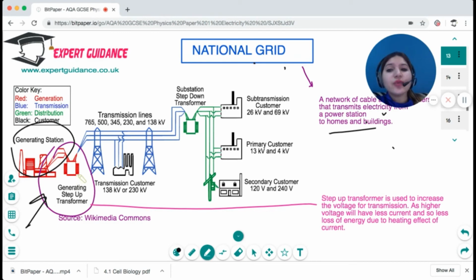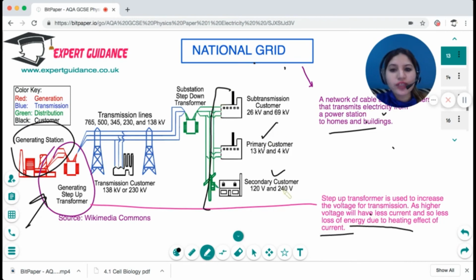Because at a very high voltage, the current reduces, and the current has a lot of heating effects, and that results in the loss of energy. So when you increase the voltage, you reduce the current, and that prevents the loss of energy due to the heating effect of current. But as soon as it needs to go to the customer or to the homes or the offices, we use step-down transformers that decrease the voltage to 230 volts.